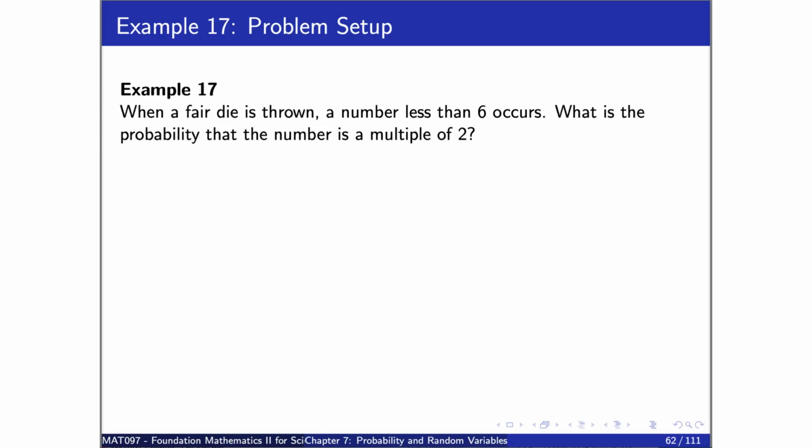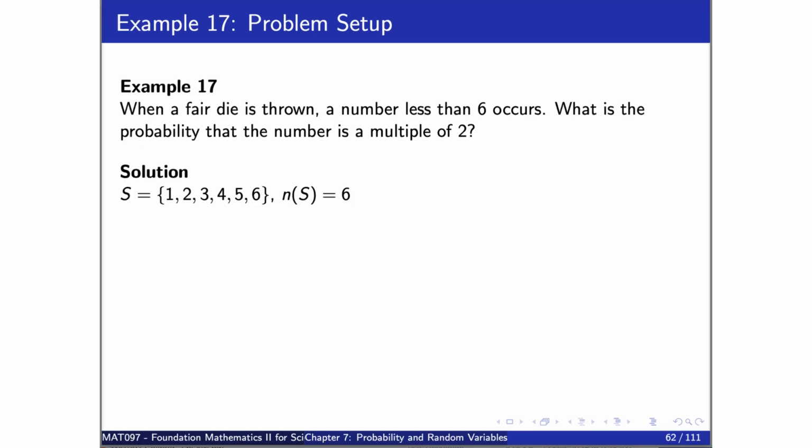For example 17, a fair die is thrown, and we know a number less than 6 occurs. We need to find the probability that the number is a multiple of 2. The sample space S for a fair die is the set of numbers from 1 to 6, so the number of elements in S is 6. Let A be the event that the number is less than 6. Set A contains the numbers 1 through 5, so the number of elements in A is 5.